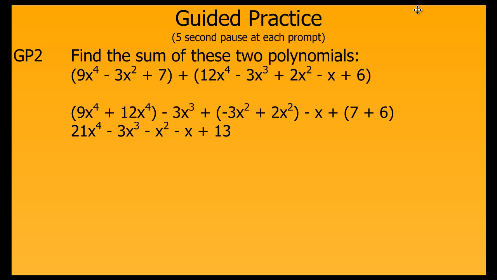In this case, we could combine the 9x to the fourth plus the 12x to the fourth to get 21x to the fourth, the negative 3x squared plus 2x squared to get negative x squared, and the 7 plus 6 to get 13. The other terms didn't have any like terms to combine with, so they stay the same. And we write our answer in descending order.